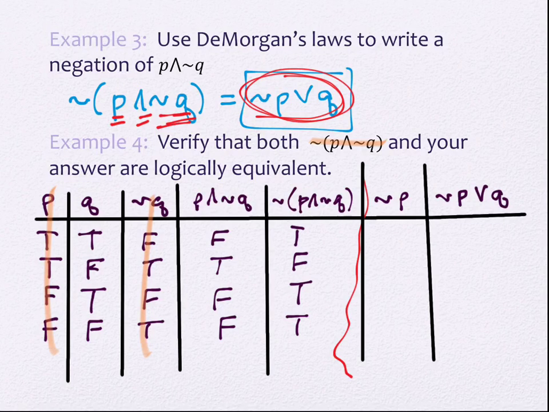So, tilde P, I've got to go all the way back to the beginning. The P column was true, true, false, false. So what would tilde P be? False, false, true, true. And then I'll switch colors. We'll go to yellow.